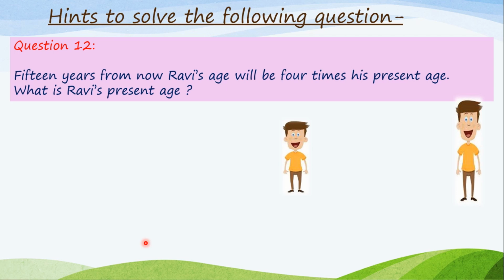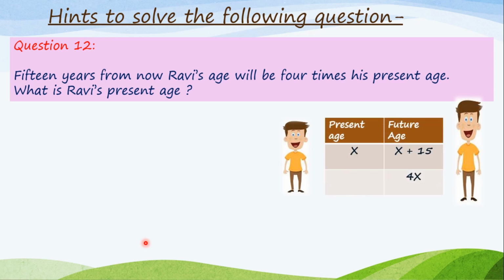Just try to make the table. Present age, future age. Present age of Ravi is x. So, 15 years from now, Ravi's age will be 4 times. It will be from now means after 15 years. तो Ravi की age हो जाएगी x plus 15. But it is saying that it will be 4 times of his present age. Then it is 4x also.